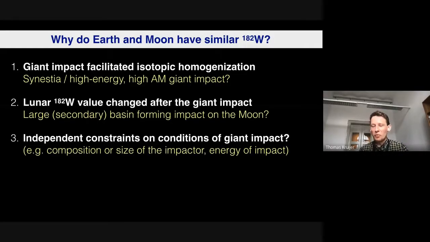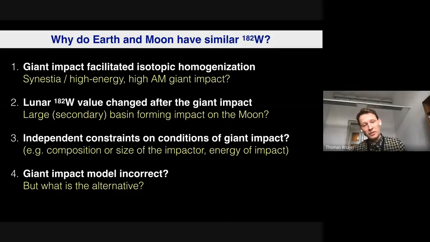It could be that the probability is in fact increased for this to happen if we can independently show that certain conditions prevailed during the giant impact. For example, a certain oxidation state, or a certain size of impact, or a certain energy of the impact. This would maybe narrow down this compositional space that I just showed you, and may make it more realistic that the Moon and the Earth ended up with the same composition.